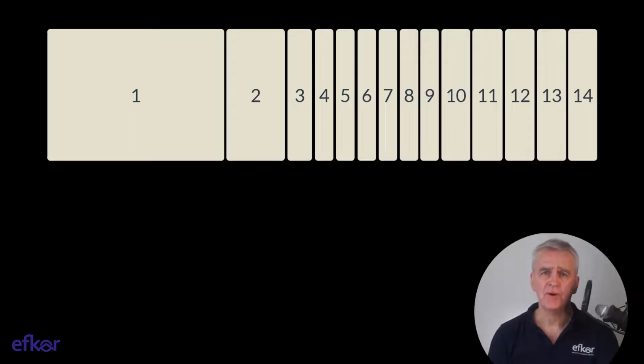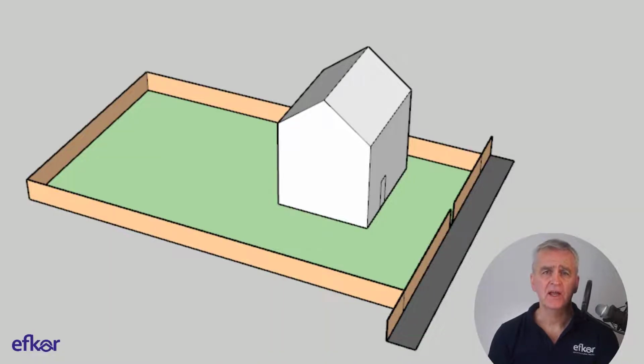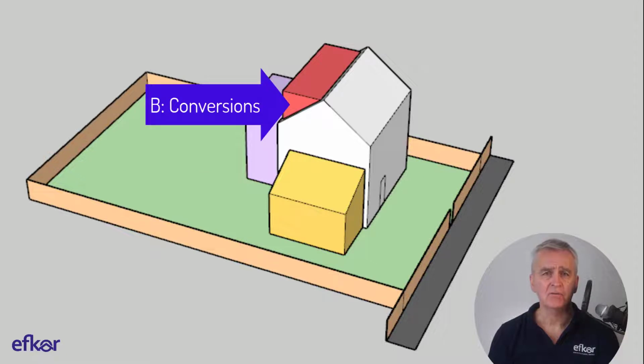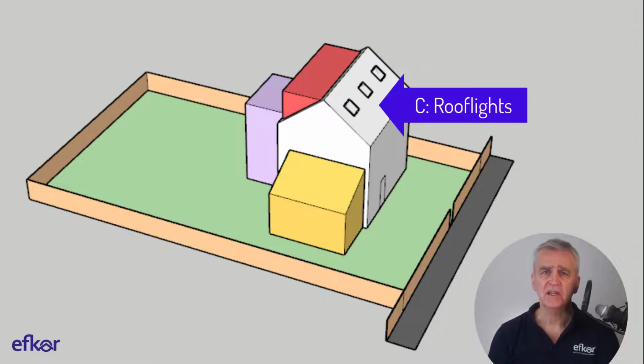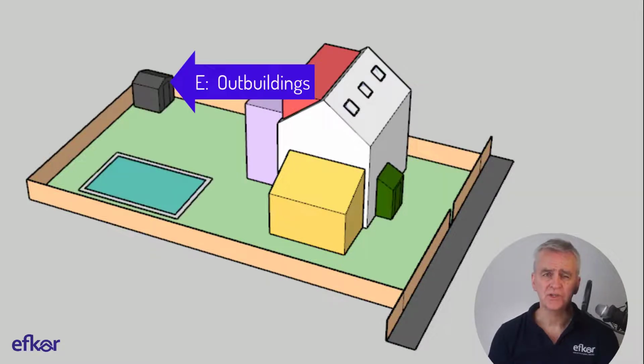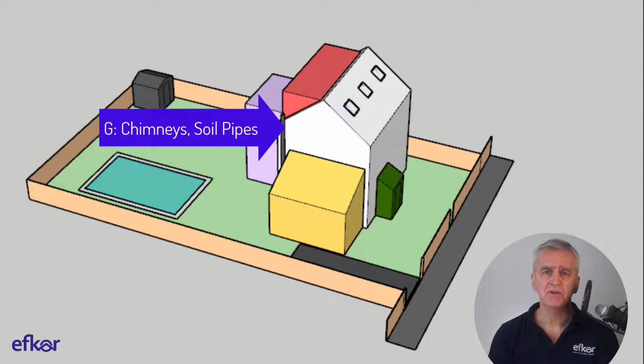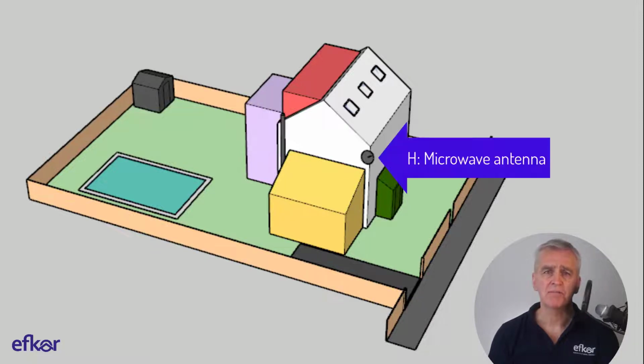The main part, Part 1, deals with all development within the grounds of a house, and it's subdivided into classes. Class A mainly covers house extensions. Class B covers loft conversions. C, other roof alterations such as re-roofing or adding roof lights. D, porches. E, outbuildings. F, hard surfaces. G, chimneys and soil pipes. H, microwave antenna.